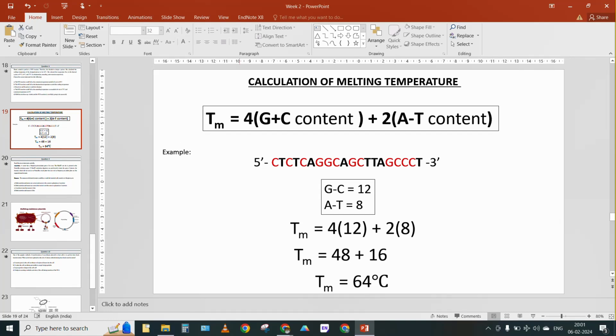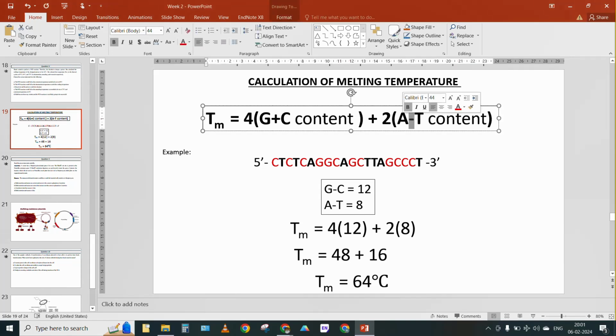So here there is a formula for the calculation of melting temperature of the designed primer, which is 4 times the G plus C content plus 2 times the A and T content. Actually, this is a typing error. It will go as the plus.